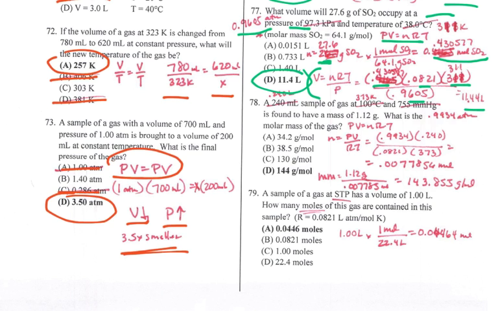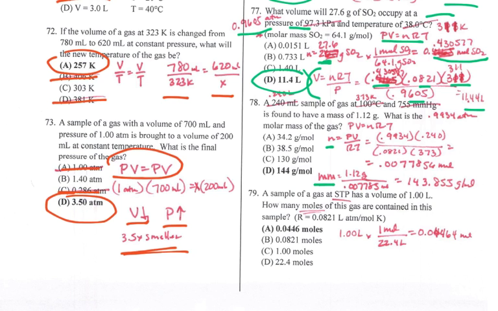Okay, number 78. A 240 milliliter sample of gas at 100 degrees Celsius, change it to Kelvin, 373, and 755 mmHg, is found to have a mass, okay, if I'm talking about mass, that's probably PV equals nRT, mass of 1.12 grams. What is the molar mass? Well, molar mass, we know, is going to be grams over moles. They're telling me grams. If I can find moles, which sounds like PV equals nRT, then I can solve the problem. So PV equals nRT.